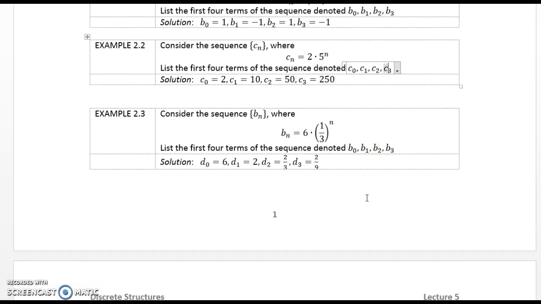Consider the sequence b_n, where b_n is equal to 6 times (1/3)^n. List the first four terms of the sequence, denoted b0, b1, b2, and b3. Well, again, I haven't got the right letter, so b0 is equal to 6, b1 is equal to 2, b2 is equal to 2/3, and b3 is equal to 2/9.